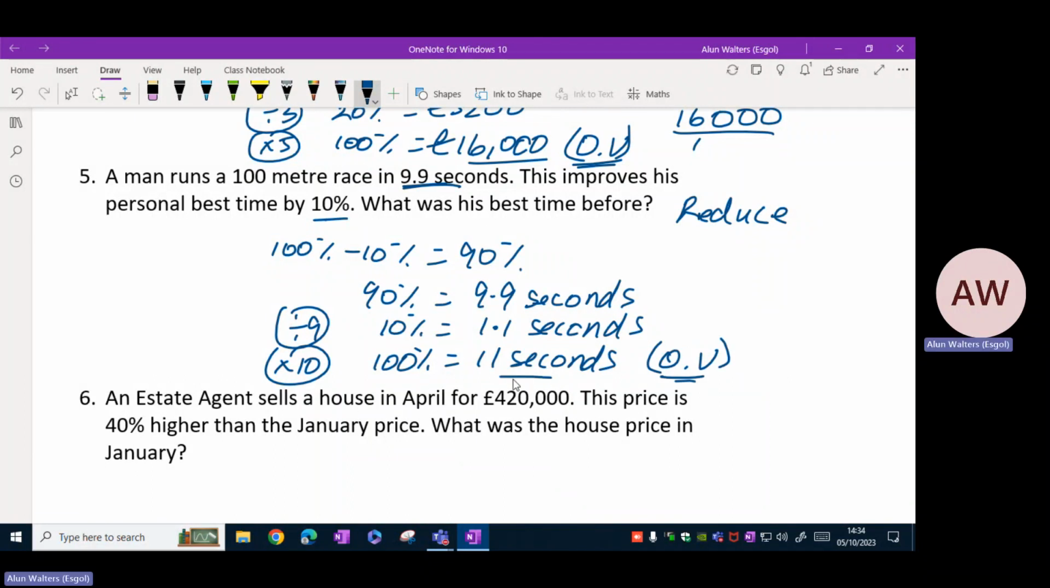So once again, you could check that by taking 10%. 10% of 11 is 1.1, and when you take 1.1 off 11, you end up with 9.9 seconds.